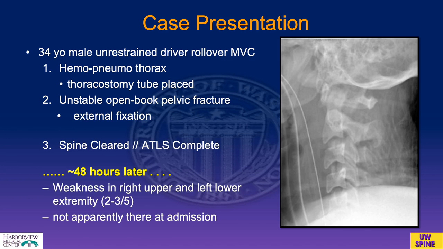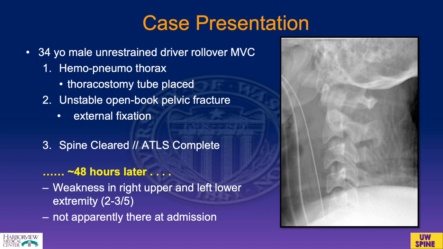So let me start with just a presentation of a case. This is a 34-year-old male. He was an unrestrained driver in a rollover motor vehicle collision. He presented to the outside facility with an obvious hemopneumothorax for which a chest tube was placed. He had an unstable open book pelvic fracture for which he was placed an external fixator. And according to the x-ray seen here and some other imaging, his spine was cleared, ATLS was complete.